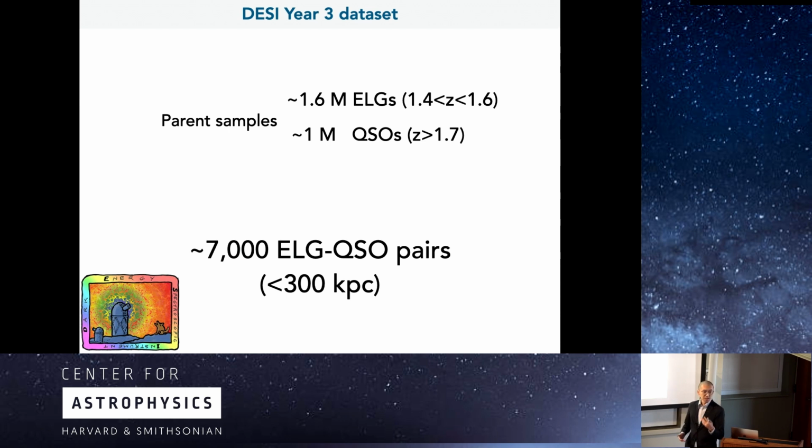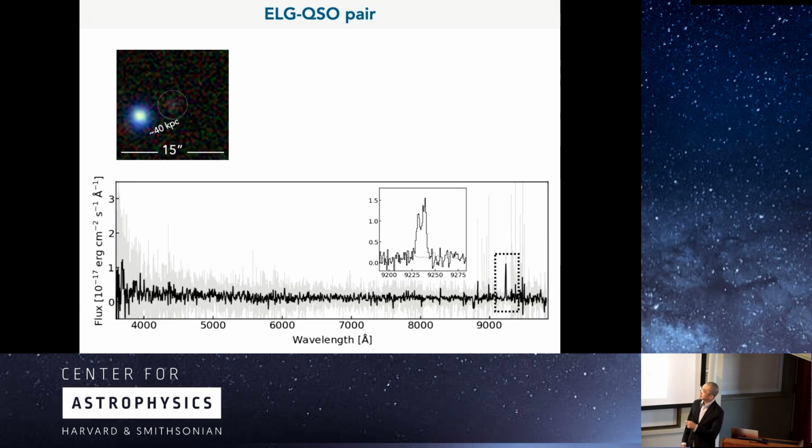Just to give you a sense of the data set, this image shows a galaxy and quasar pair. The galaxy is actually quite faint, so it's very hard to see in this image, but it is robustly detected.